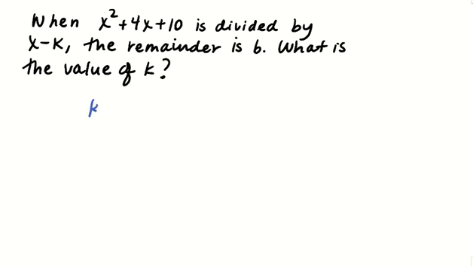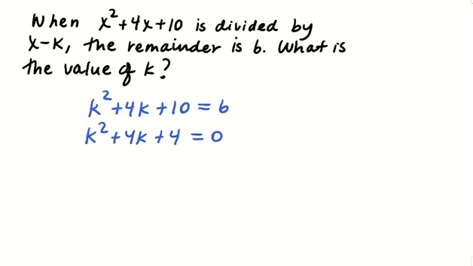I'm going to say k squared plus 4k plus 10 is 6. I'm going to subtract 6. I've got k squared plus 4k plus 4 equals 0. Then you can factor this. This is k plus 2 times k plus 2. And so this is equal to 0 only when k is equal to negative 2. So that would be how we would do a problem like that. But that's really on kind of the fringe of what you might be expected to do.